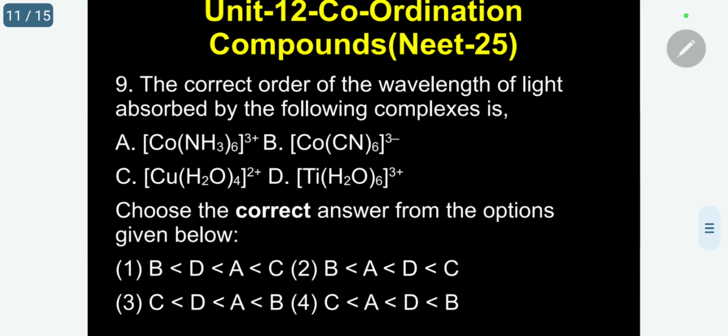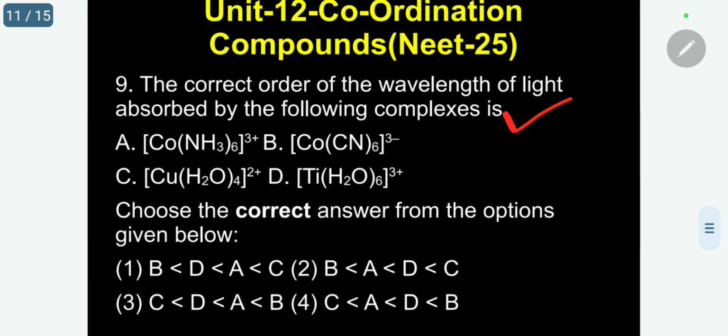NEET 25. The correct order of wavelength of light absorbed by the following complexes is: A, [Co(NH3)6]3+; B, [Co(CN)6]3-; C, [Cu(H2O)4]2+; and D, [Ti(H2O)6]3+. Choose the correct answer from the option given below.